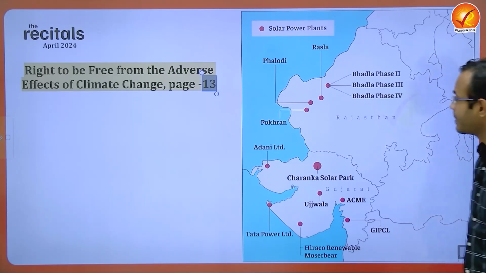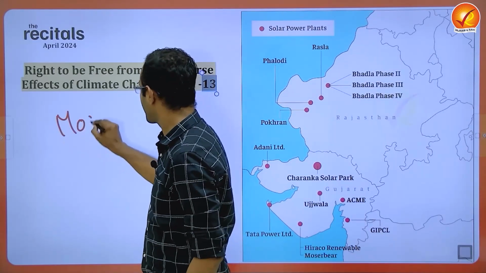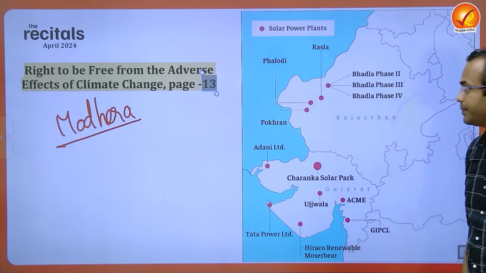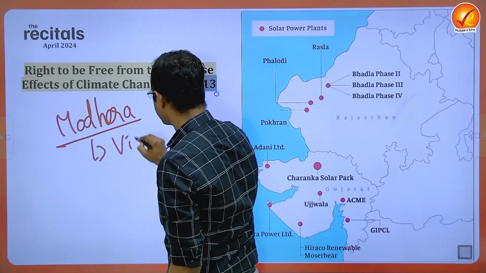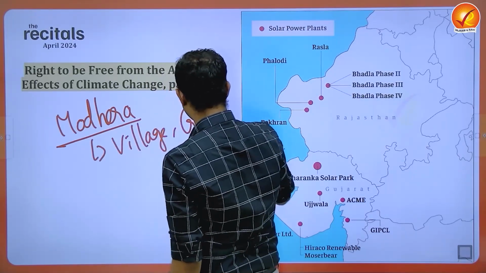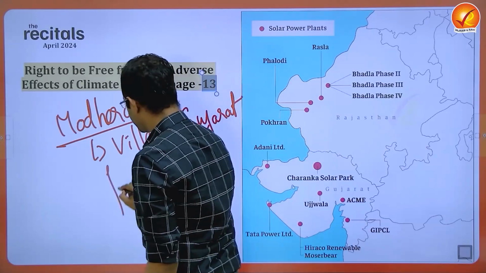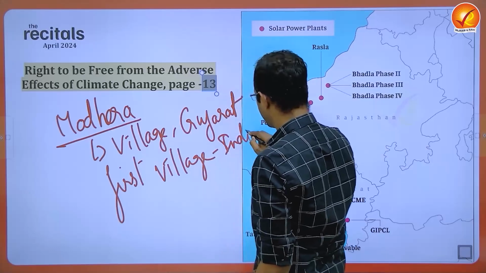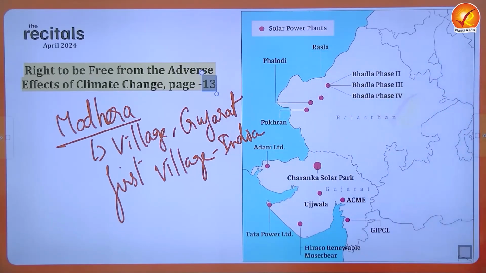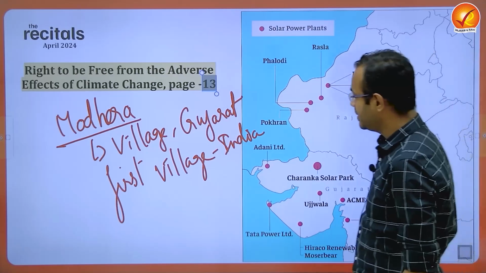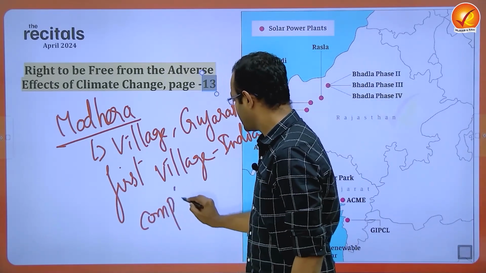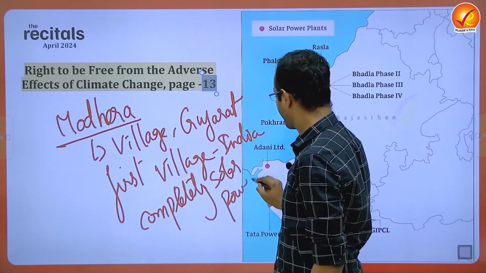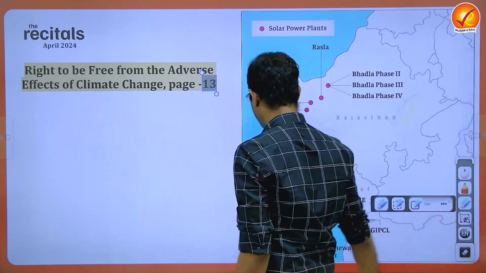Moving on to the next, in Gujarat, we take the important ones and discuss. Modhera Solar Park. Modhera is a village in Gujarat, which is the first village in the country to be completely solar powered.